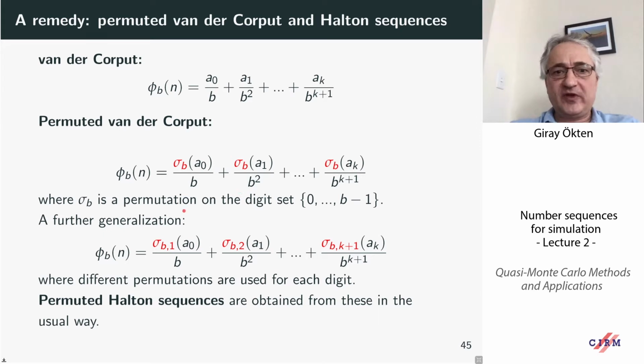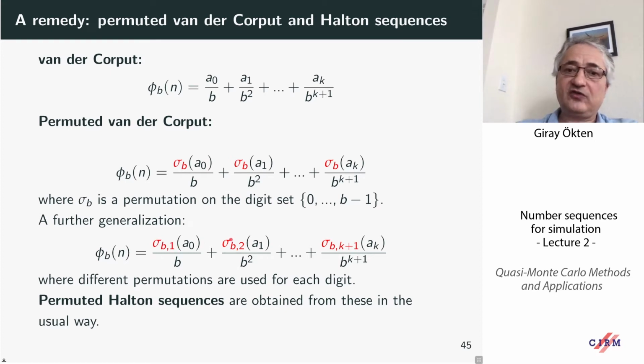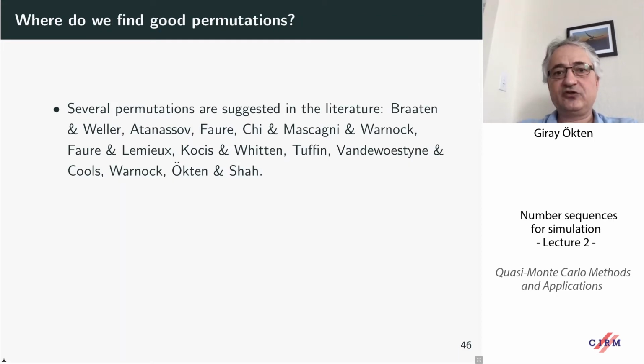A permutation, what is a permutation? What is sigma b? Well, it's just a function, a bijection on the digit set. So it will just take these digits and send them elsewhere, just permute them. And a further generalization considers different permutations at each digit. And then you can take these permuted van der Corput sequences and couple them to obtain permuted Halton sequences in the usual way.